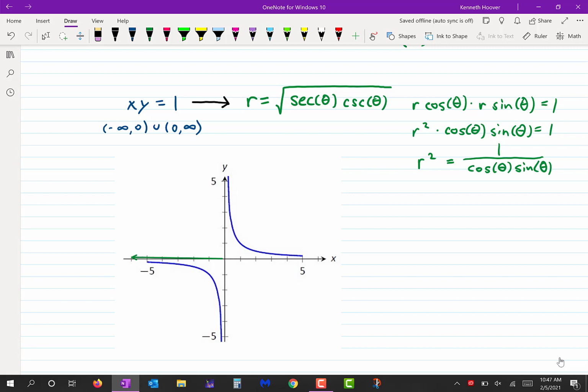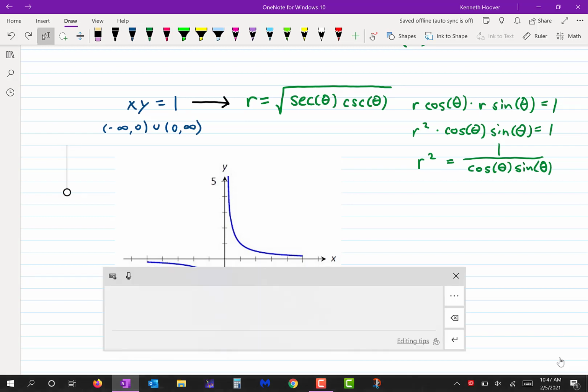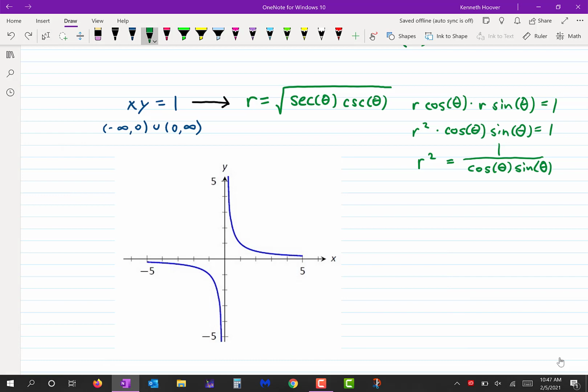We don't start coming across the hyperbola again until quadrant 3. And then nothing again for quadrant 4. So what's the domain then in polar coordinates for that hyperbola? The domain is, and this is for theta, remember, everything between 0 and pi over 2, and also angles between pi and 3 pi over 2. Okay?